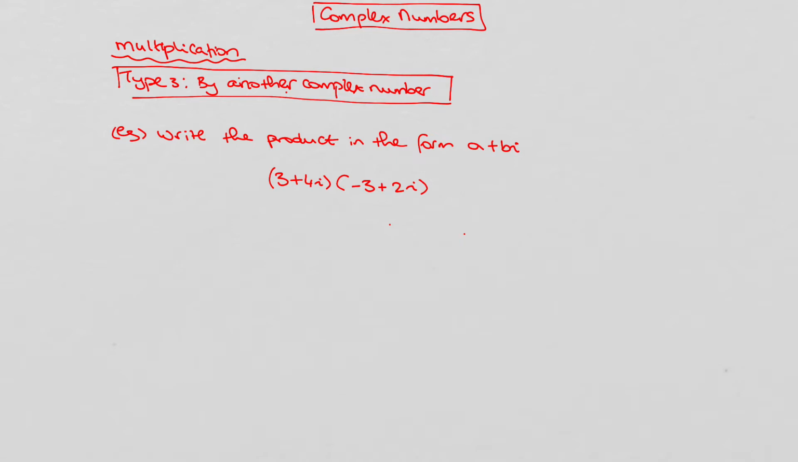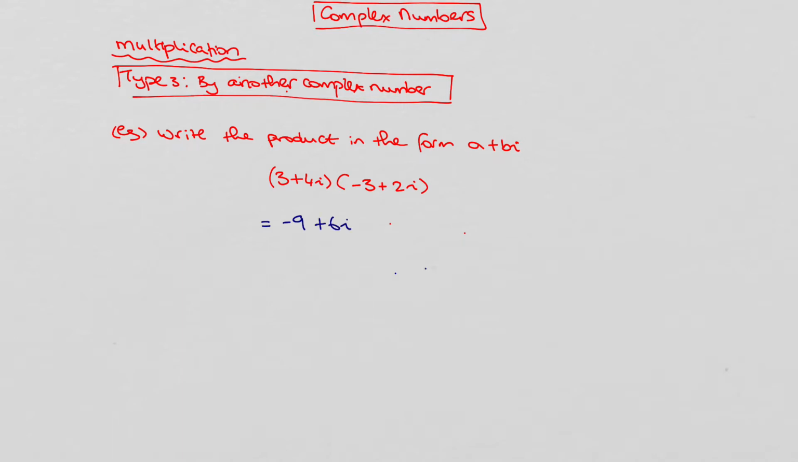So when we multiply two complex numbers, in general, what we'll see is that it's the same as multiplying basic algebra. So we have 3 by minus 3 gives us minus 9. 3 by 2i is 6i. 4i by minus 3 is minus 12i. And 4i by 2i gives us 8i squared.